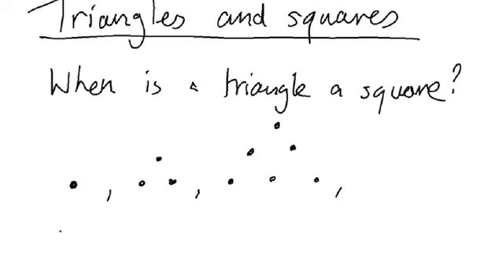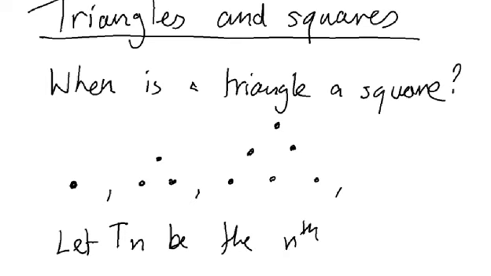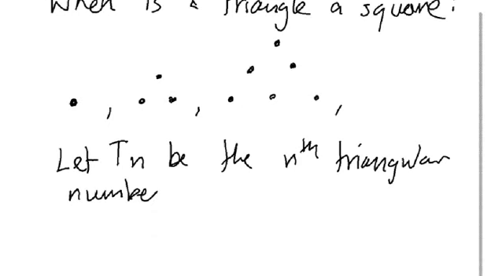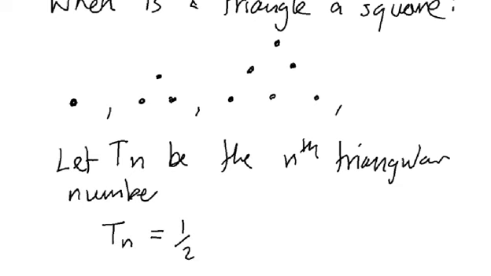Let Tn be the nth triangular number. And you might know the formula for this. The formula for this, of course, is that Tn, the nth triangular number, is half of n times n plus 1. And if you've done any work on arithmetic progressions, that should be quite obvious.